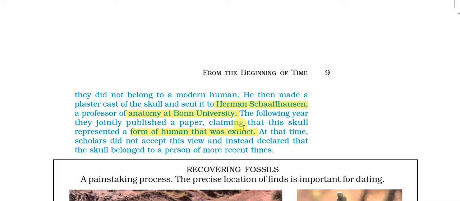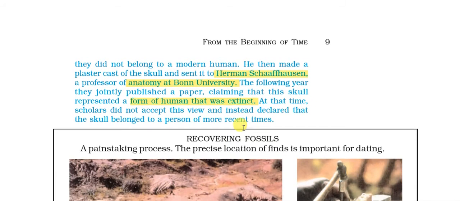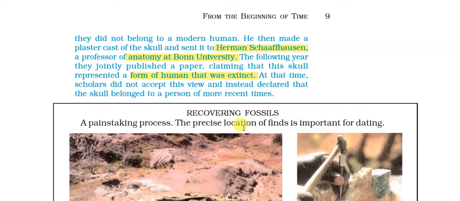Now, both of them, Hermann and Carl, published a paper, and in that paper, the first ever claim came that this is a form of human that is now extinct. Very, very interesting class and very, very controversial for that period. People could not accept it. It was very difficult for people to accept such a blasphemous claim that you have got skull and skeletal fragments from a form of human being that doesn't exist anymore, which was very difficult for people to digest.